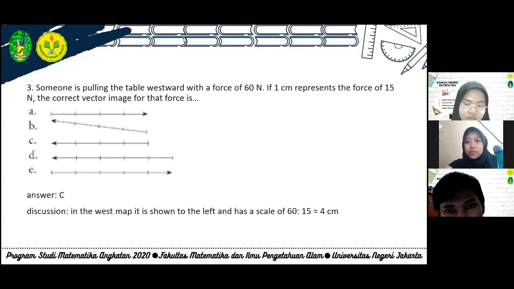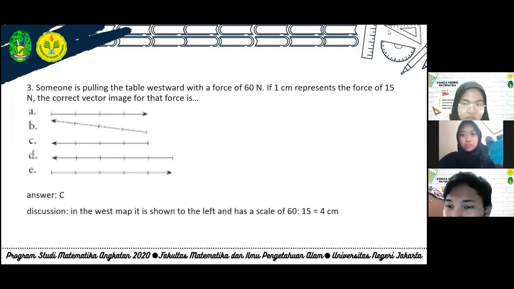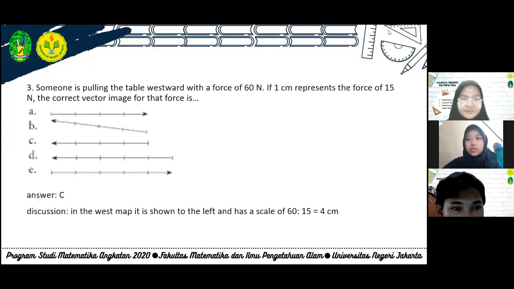Because part D has the same direction, but has 5 grids. So part D is not correct. Part B is the wrong direction. Part A is the wrong direction and wrong grid. Okay, thank you for your explanation. Next.